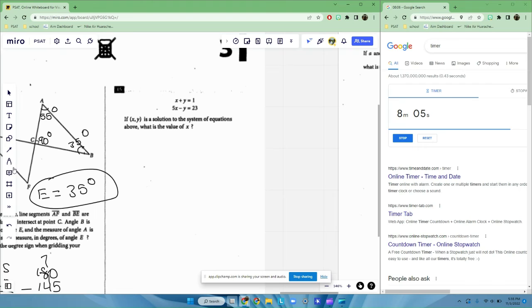All right, next problem. This is also really easy. Grid questions are pretty easy. Because y is already the same and we just have to find x, we're just going to add to get rid of y. 6x is equal to 24 and x is equal to 4.